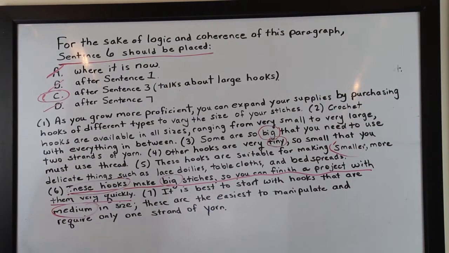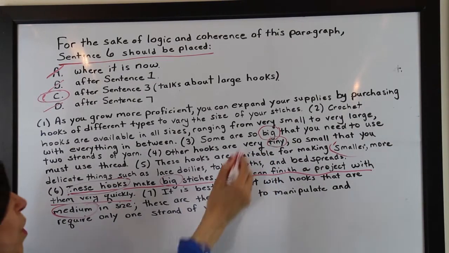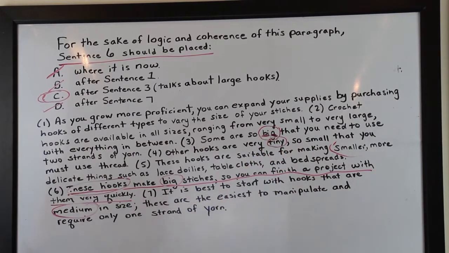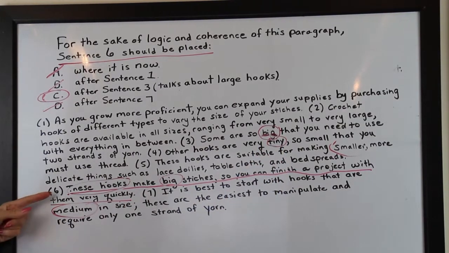And we used a lot of the strategies. We found the only place that it would work after sentence 3. And you can use a lot of the words, like I said, to help you. This was talking about how the hooks are so big. And then 6 was about making big stitches. So those two had a logical transition.